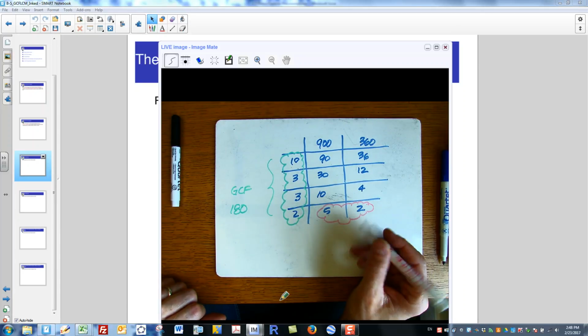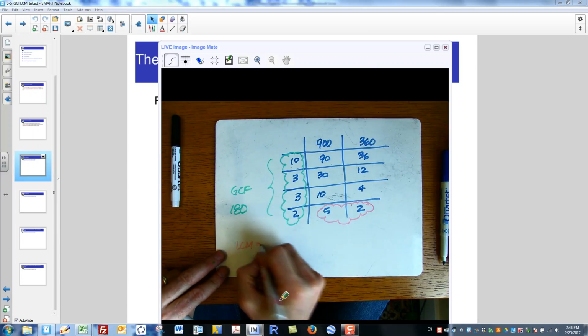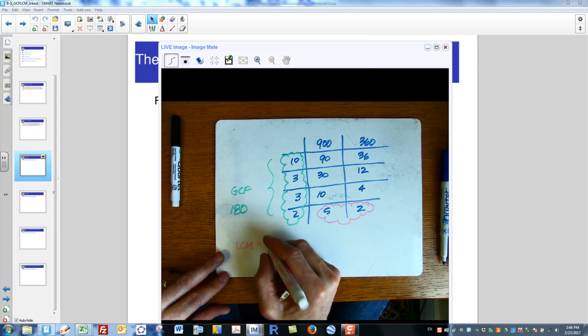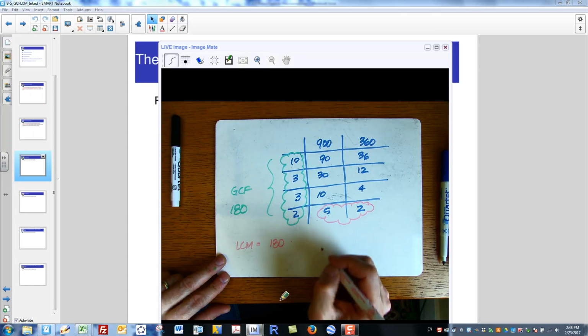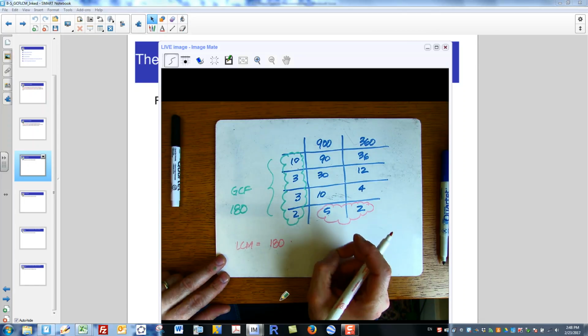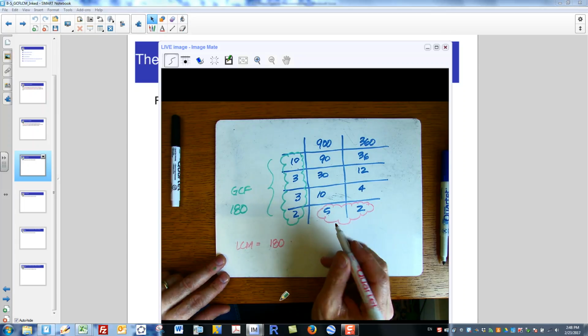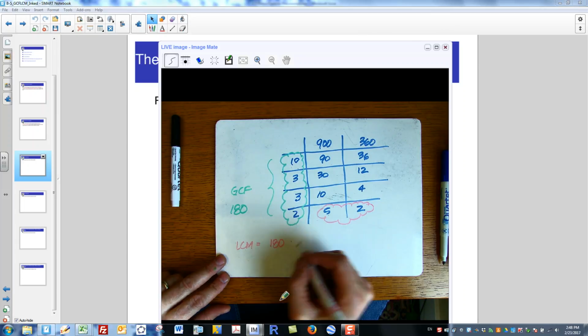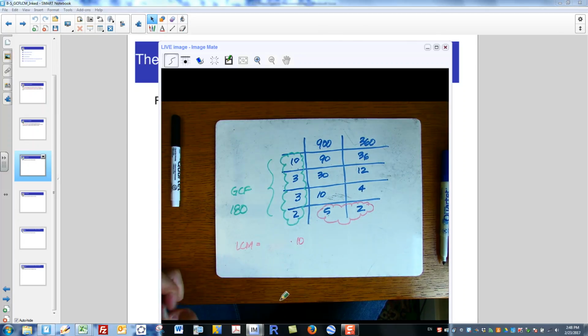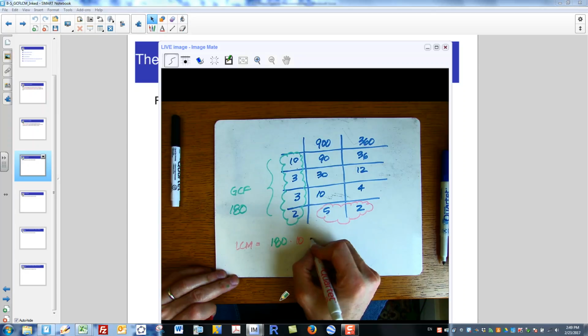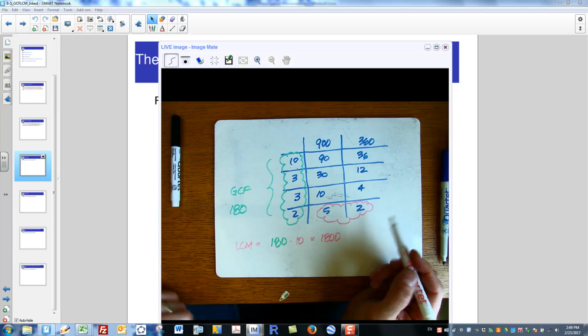The LCM is going to be equal to the 180 times 5 times 2. And so maybe I should make this in green, right? 180 times 10. And so that's going to give you 1800 as the least common multiple. I hope that makes sense.